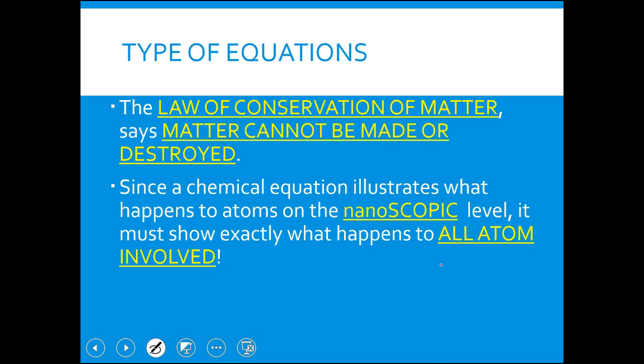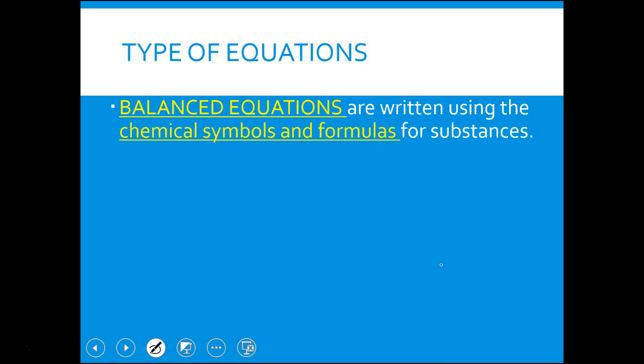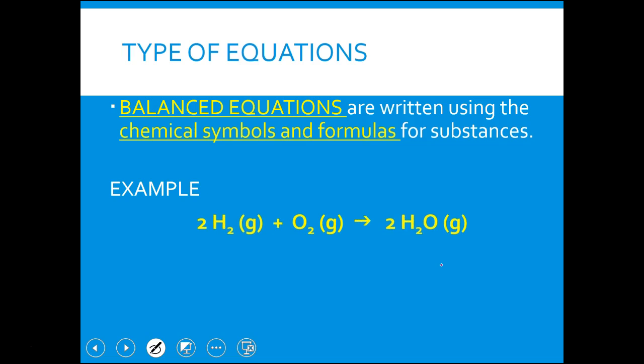And so that leads us to the next type of equation that we need to talk about, balanced equations. They're written using chemical symbols and formulas, but they also follow the law of conservation of matter. That means I have equal numbers of atoms on both sides. So an example is here: 2H2 plus O2 gas yields 2H2O gas.